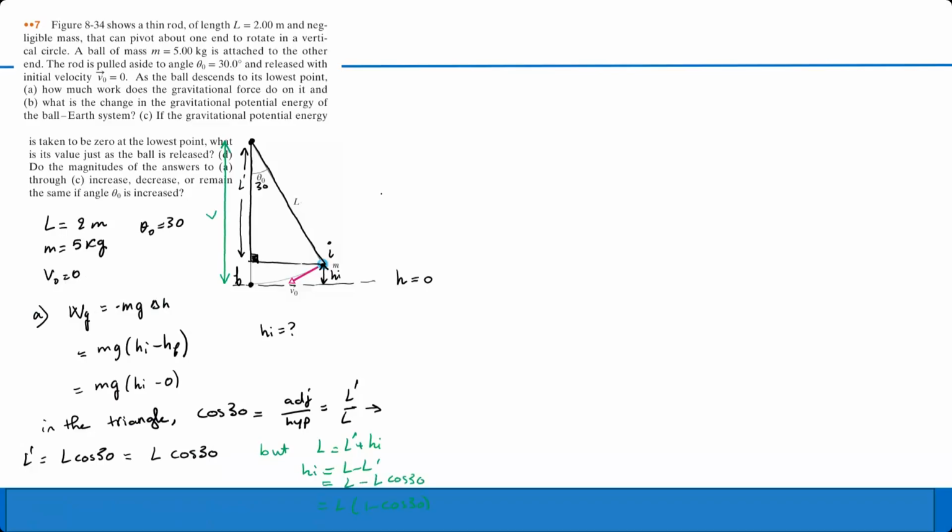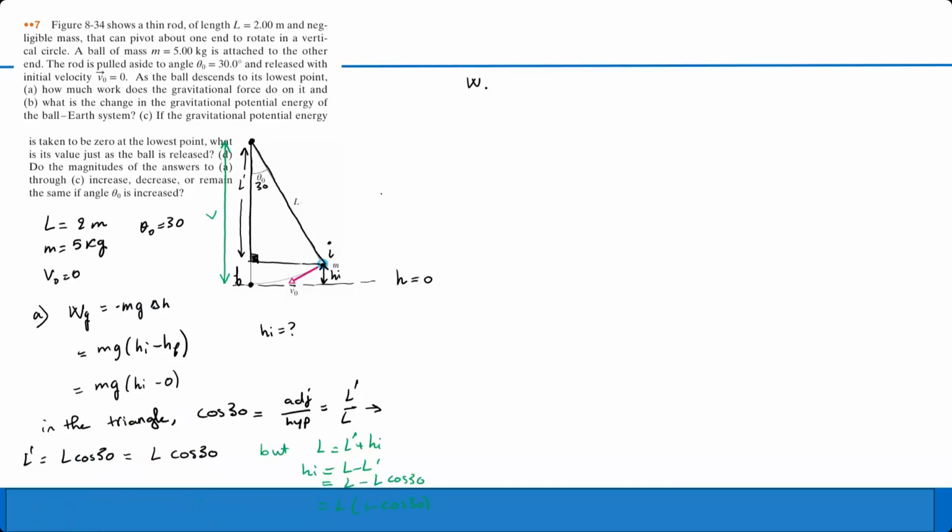This is a common problem in pendulums where we are interested in finding the initial height, and we use some geometry in order to deduce the initial height of the pendulum in terms of simply the angle by which we have lifted the pendulum. So I got this equation for H, and now basically the problem is solved.